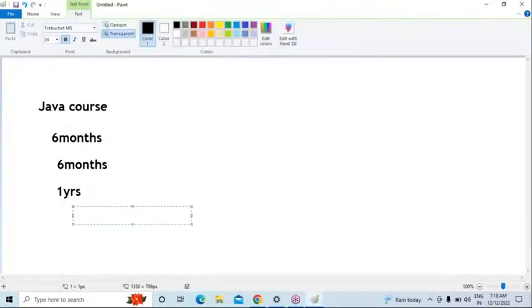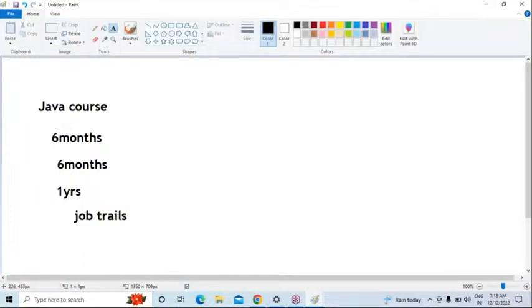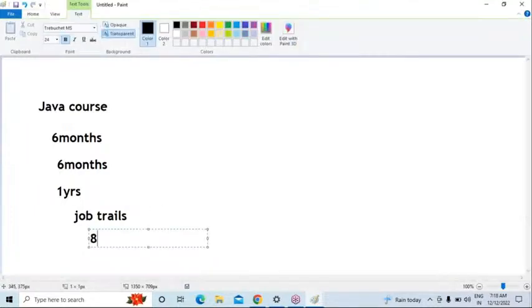After that, what we need to do is go for job hunting. Now you are spending 6 months or 8 months to get a job. So in total, how many years are we wasting? Almost 2 years we are going to be wasting.